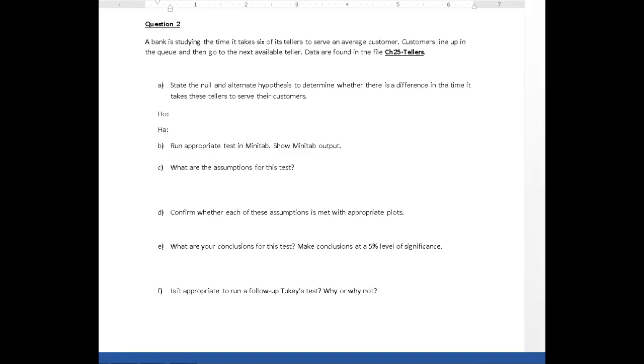Okay, on to question 2. We're told a bank is studying the time it takes 6 of its tellers to serve an average customer. Okay, an average customer, that's not the person who, I don't know, got some crazy needs that takes a half hour and everybody else in line is cursing and swearing at them. Anyway, 6 of its tellers to serve an average customer. Customers line up in the queue and then go to the next available teller. Data are found in the file called tellers.